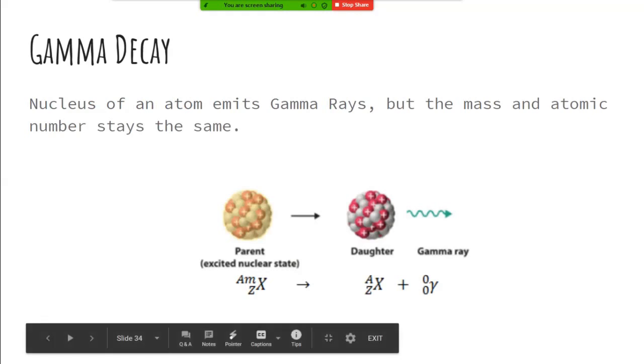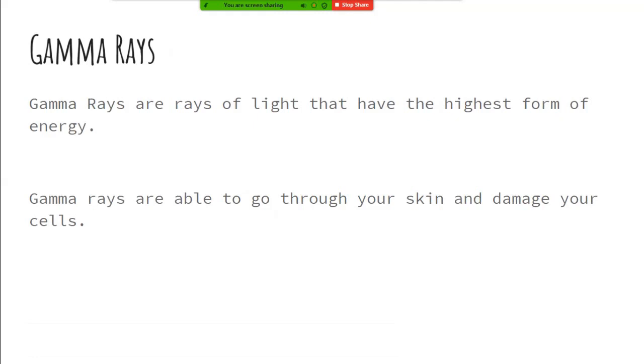So you can see here, we have the same A, same Z, but this time we have this new gamma particle, we call it. This symbol is just called gamma. It doesn't have any mass, it doesn't have any atomic number, it's just a form of light. Gamma rays are rays of light that have the highest form of energy. They are one of the most dangerous forms of light, because they can pierce through your skin and damage your cells. So any gamma ray contact will really damage your health.